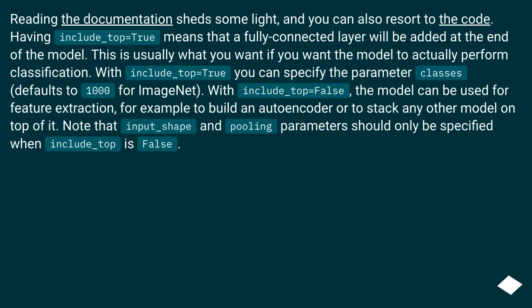Reading the documentation sheds some light, and you can also resort to the code. Having include_top=True means that a fully connected layer will be added at the end of the model. This is usually what you want if you want the model to actually perform classification. With include_top=True you can specify the parameter classes, which defaults to 1000 for ImageNet. With include_top=False, the model can be used for feature extraction, for example to build an autoencoder or to stack any other model on top of it. Note that input_shape and pooling parameters should only be specified when include_top is False.